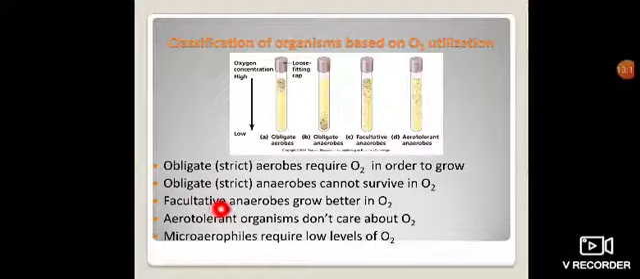Next one is facultative anaerobe, which grows better in oxygen. Facultative anaerobe means in certain situations they can survive at a low oxygen level, but at a high concentration they also survive, though they are more inclined toward the high concentration of oxygen. So here we can observe that a few microorganisms also survive in the low concentration, but most survive in the high concentration of oxygen. So they are termed facultative anaerobes.